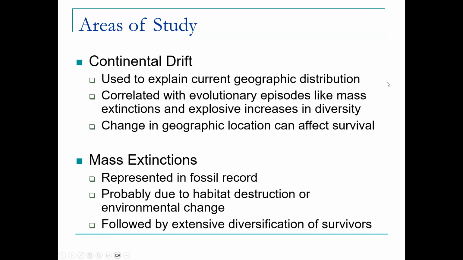Another thing that's studied are these mass extinctions, and this is something that you had in your history of life packet. There are believed to be 5 mass extinctions, and we are currently, they believe, experiencing the 6th, which is human-related. But these mass extinctions are represented in the fossil record, where you see an abrupt change.